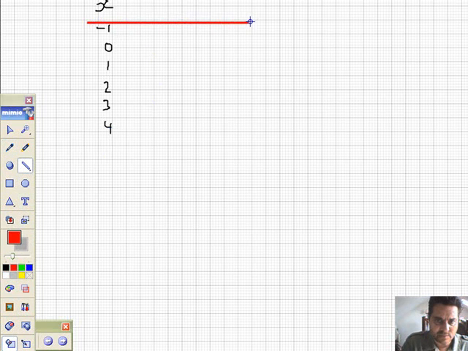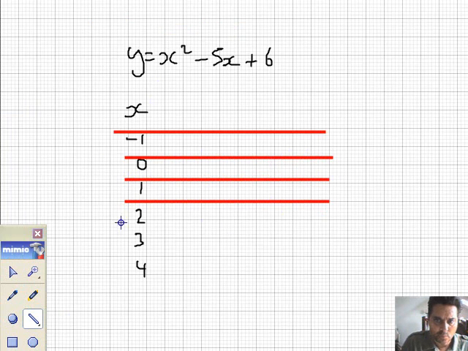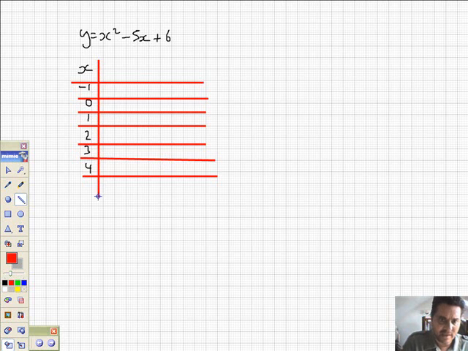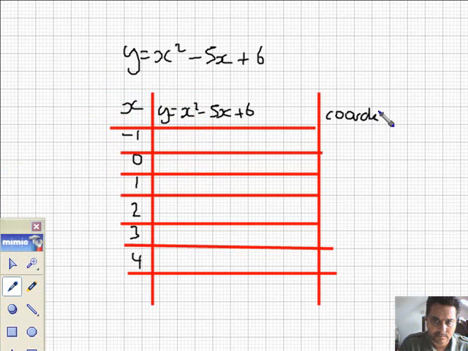Let's get this little table sorted. It's a bit fat, isn't it? Never mind. It'll work well. The last one across there, bring this down like that. Back to this. So I've got to work out y equals x squared, take away 5 lots of x plus 6, get my answer. Whack it down here. And then get my coordinates on the right hand side. That's how I like to set up my table.